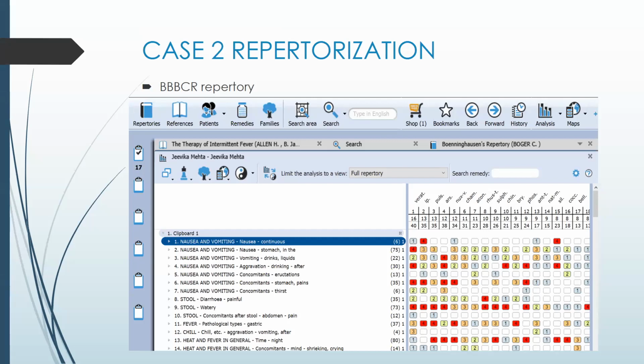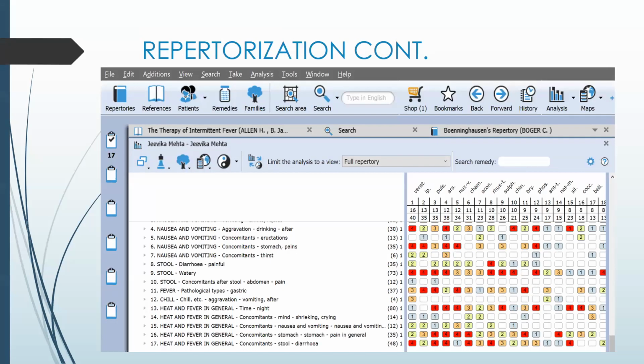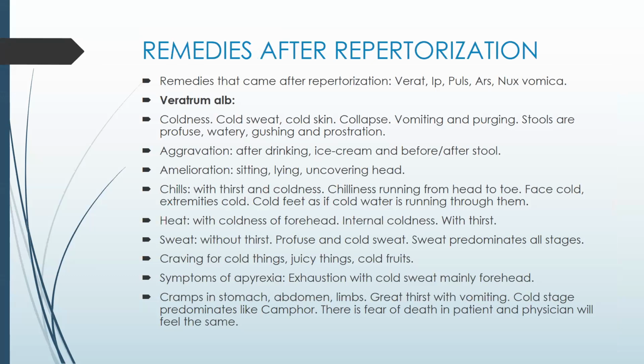Again, I took the concomitant of fever as nausea and vomiting, concomitant of stomach pains with heat, fever, and concomitant of diarrhea with fever. So after taking all the symptoms, few remedies were coming up: veratrum, ipecac, pulsatilla, arsenic, and nux vomica. So how do I differentiate? So I took up materia medica, studied the materia medica of veratrum first. So I found the following symptoms to be important in veratrum for fever.